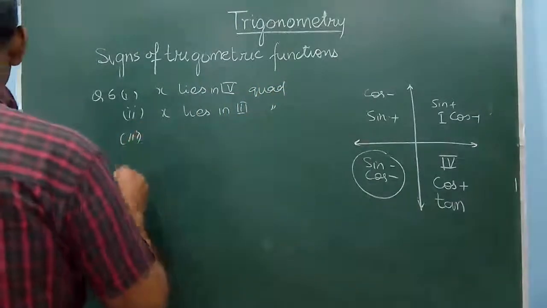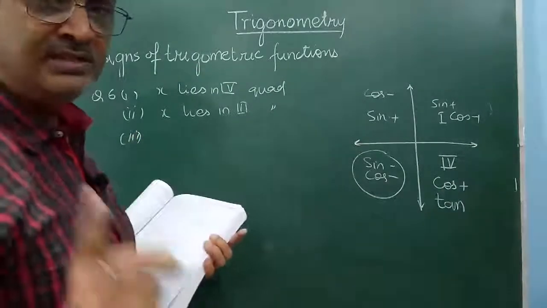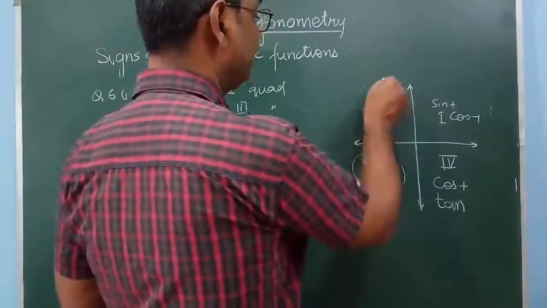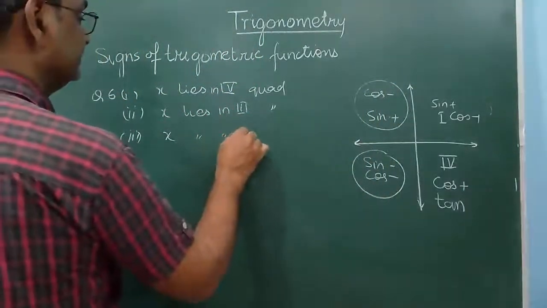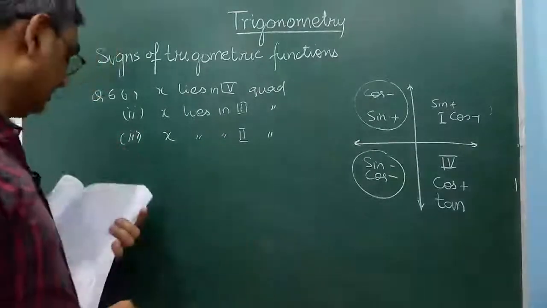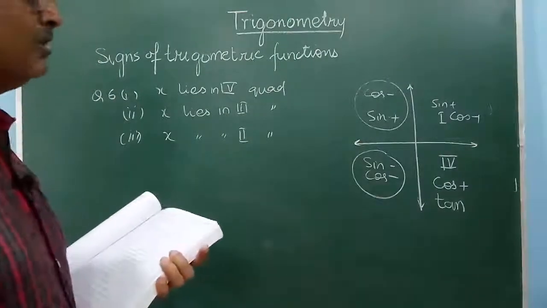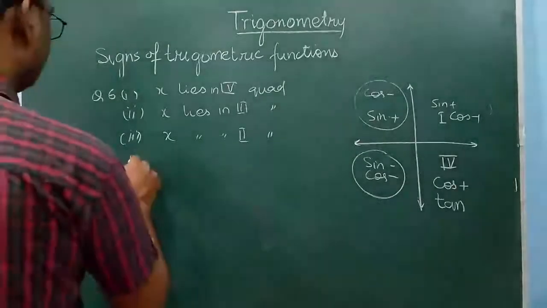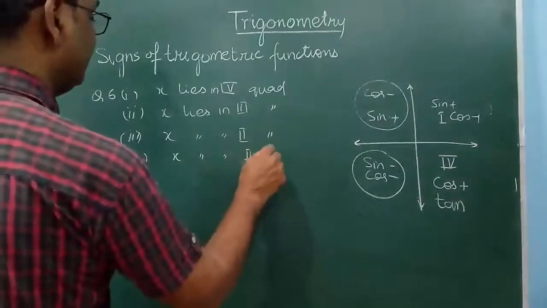Third. Next, sine is 4 by 5 and cos is minus 3 by 5. Sine is positive, cos is negative. Which quadrant? Second quadrant. Then sine positive, cos negative again, so it is again the second quadrant. So the fourth one is also: x lies in the second quadrant.